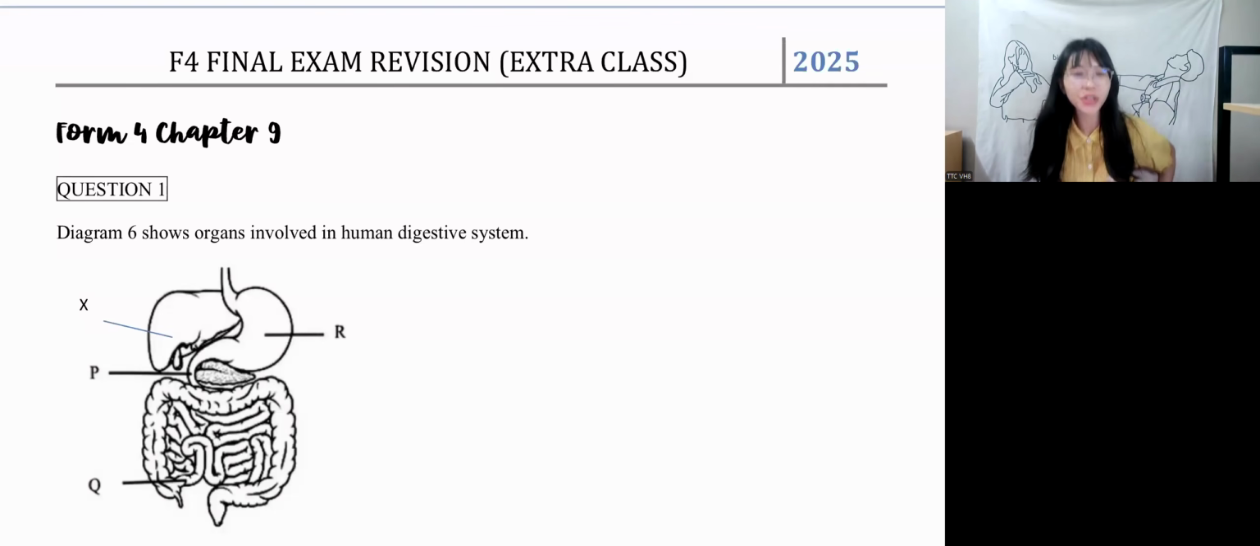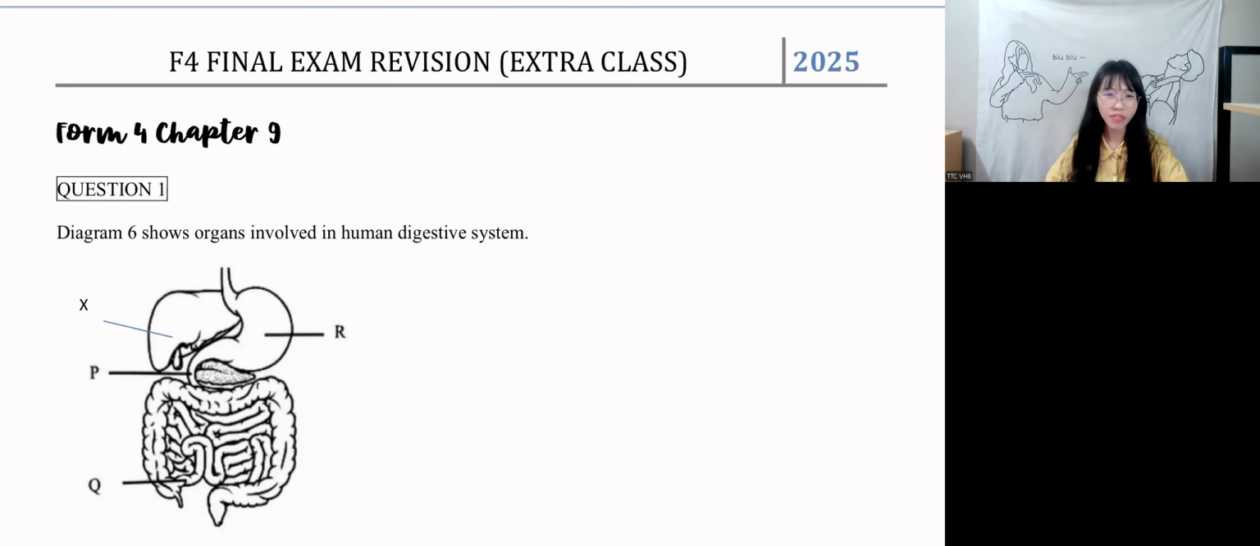Okay, now for chapter 9, diagram 6 shows an organ involved in the human respiratory system. This chapter 9 is one of the very popular structure questions in the exam. No matter what school you are from, these chapters are very popular, but not for Selangor people. For Catholic high school, yes. Maybe your question will be this for Catholic high school and also other states, and also SPM.